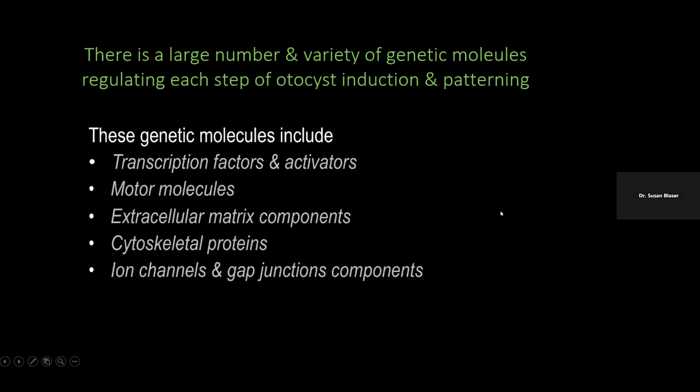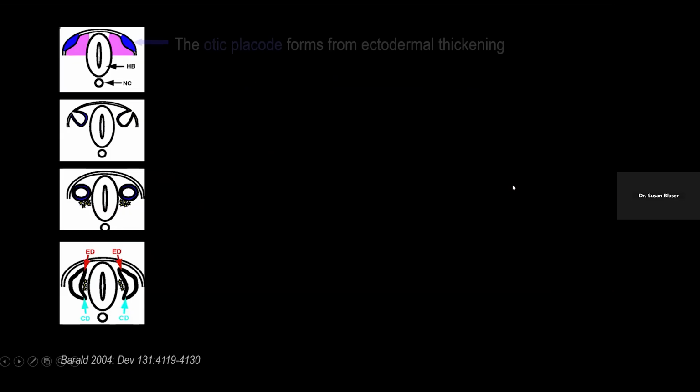Now, there are a large number and variety of genetic molecules regulating each step of otic induction and patterning, and they include transcription factors, motor molecules, extracellular matrix components, cytoskeletal proteins, and gap junction components. Let's just start and take a quick look through these.